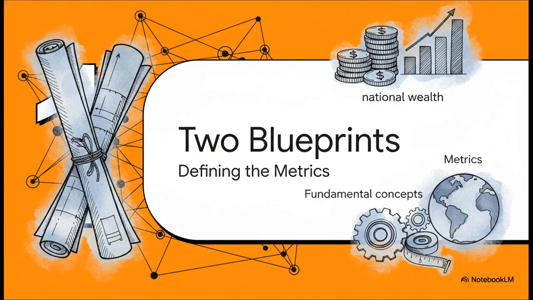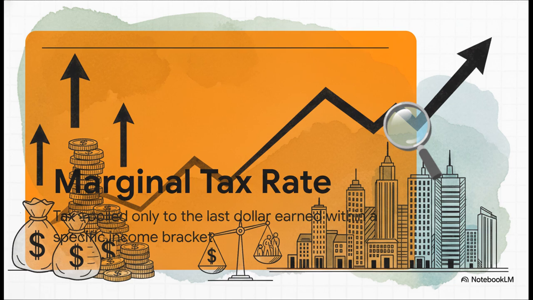Part 1. Two blueprints for prosperity, defining the metrics. Now, to really evaluate how these historical blueprints collected and distributed national wealth, we have to understand one crucial concept first: the marginal tax rate. Listen, this isn't the tax you pay on all your money. That's a common misconception. It's actually the tax applied only to the last dollar earned within a specific income bracket. We need to keep this front of mind because different eras pulled this exact lever to either encourage or totally discourage massive wealth accumulation at the very top.